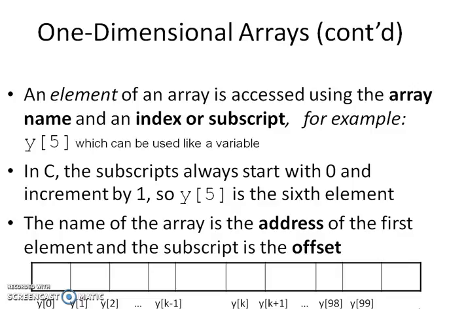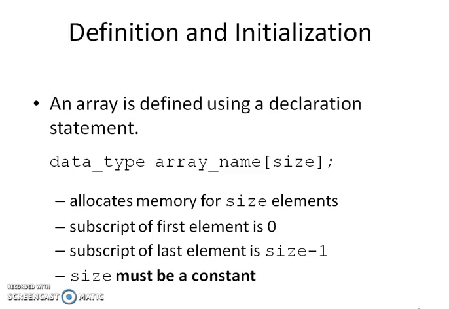The name of the array is the address of the first element and the subscript is the offset. Let us see what the number in the square braces represents from this particular statement. Here y represents the address of the first element, or the starting address of the array, and the subscript is the offset, that is 5. That means the sixth location holds the element to be stored. Now definition and initialization.